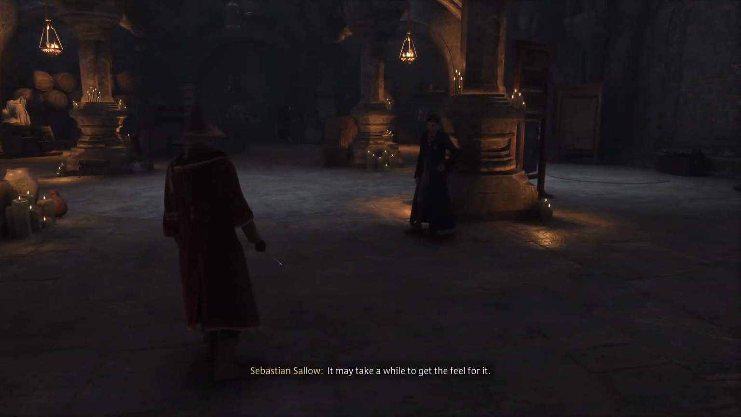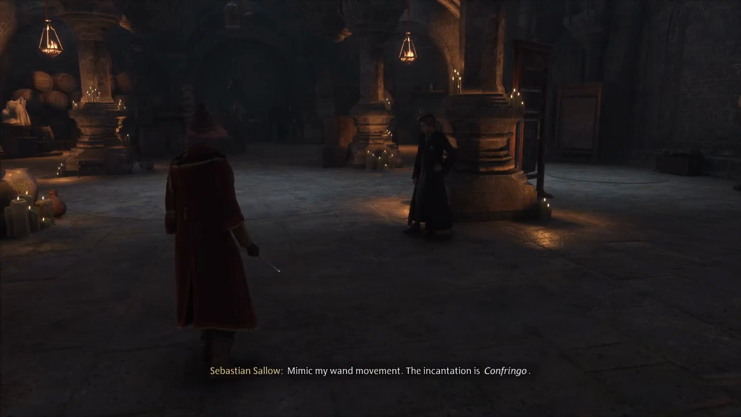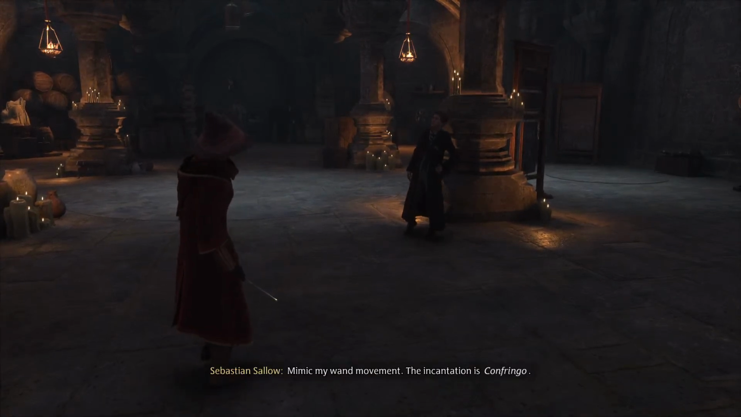It may take a while to get the feel for it. Mimic my wand movement. The incantation is Confringo. Very well.